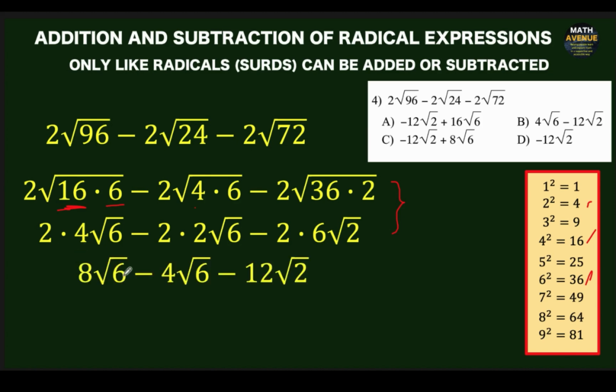Do the same thing for the other two terms. Negative 2 times 2 is 4, copy square root of 6. Negative 2 times 6 is negative 12, copy square root of 2. Square root of 6, square root of 6, they are like radicals. We can combine. So, 8 minus 4 is 4.